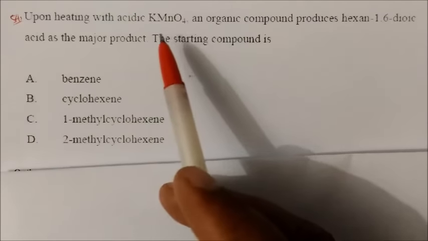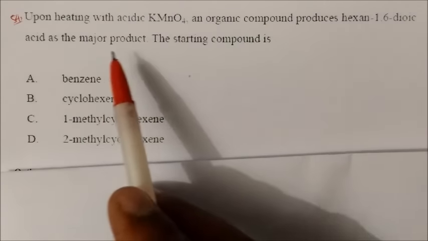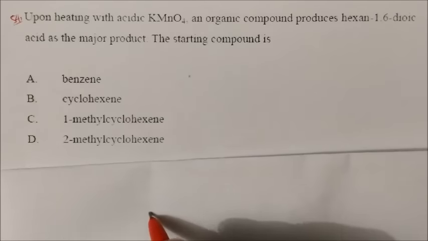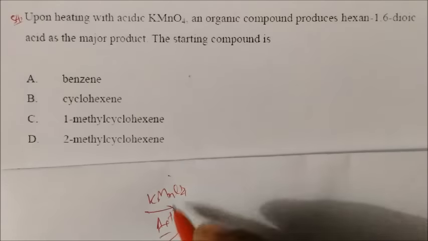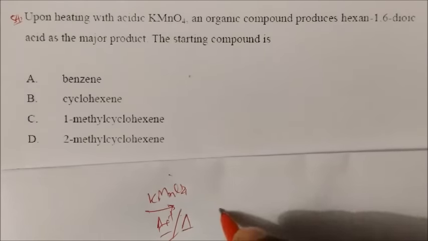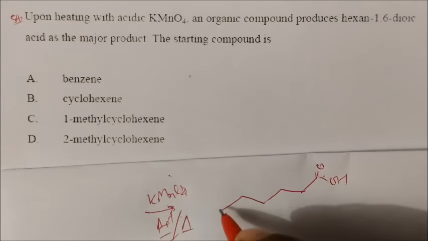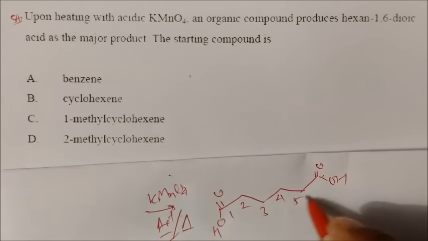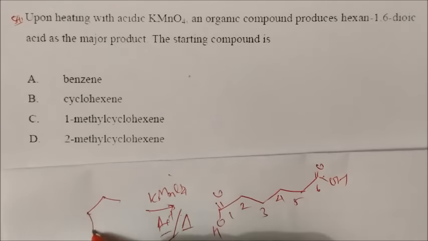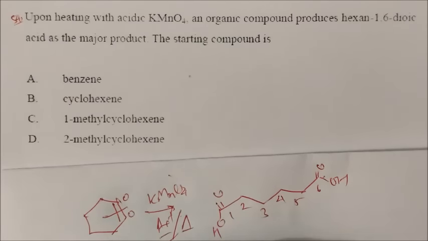54th: upon heating with acidic KMnO4, the organic compound produces hexane-1,6-dioic acid as a major product. What is the starting material? They have given hot KMnO4 in acidic conditions, and we are providing heat also, and it is converting into hexanedioic acid. This has OH, and this again has OH. So 1, 2, 3, 4, 5 and 6, and this is only possible if you take a compound with a double bond, so it gives acid and acid. This compound is nothing but cyclohexene.